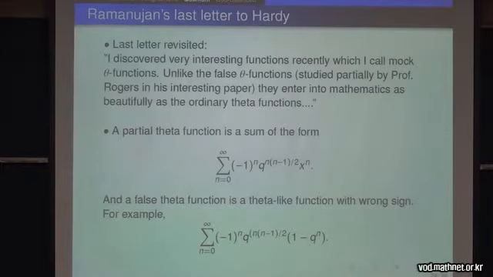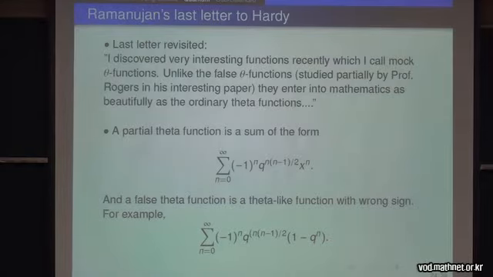So when we say partial theta function, it is a sum of this form, where the summation begins from 0 and ends at positive infinity. We call this a partial theta function because if we sum from negative infinity to infinity, then this becomes a theta function. So this is just half of a theta function. And then a false theta function is just a theta-function-like thing. That is an infinite series, but it has the wrong sign. If the sign is correct, that becomes a theta function.